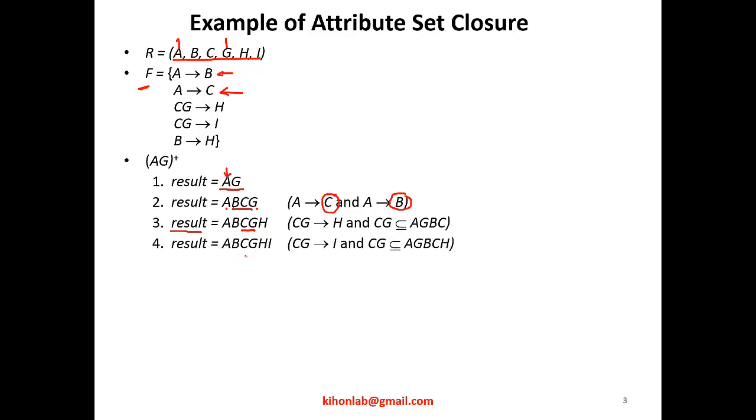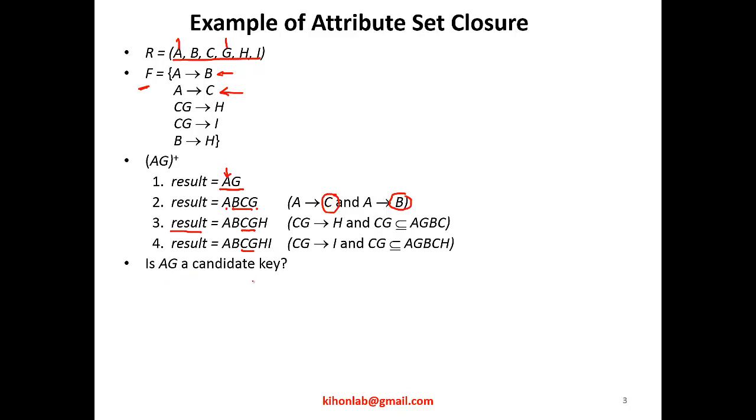Next, similarly, CG derives I, that is also directly added. And then B derives H, because B is again a part of the attribute closure, so it is again added.